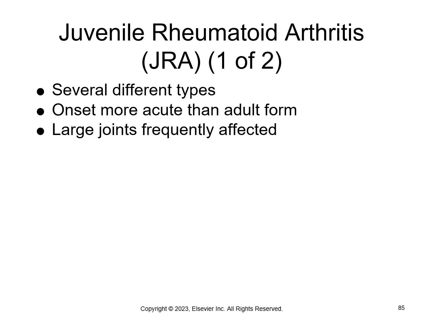For juvenile rheumatoid arthritis, the onset is usually more acute than the adult form. Systemic effects are marked, but rheumatoid nodules are usually absent. With juvenile rheumatoid arthritis, the large joints are frequently affected, as opposed to the small joints with the adult RA.